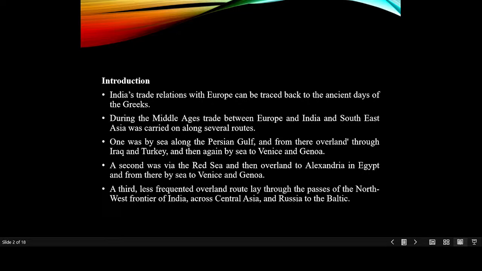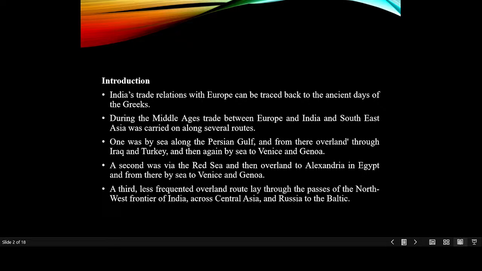All right, and the second was not used very commonly, but still it was in use. It's through the Red Sea, along the Red Sea, then overland to Alexandria. That's in the northern part of Africa. Egypt is in the northern part of Africa, and Alexandria is one of the important cities in Egypt.